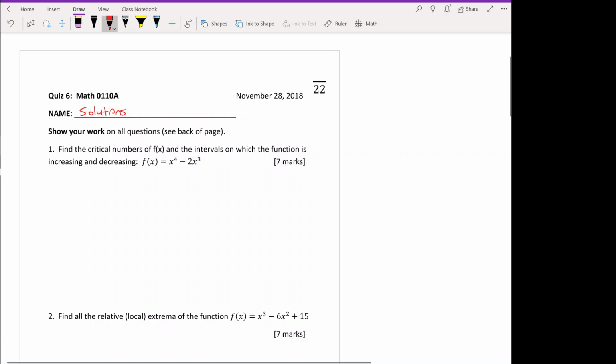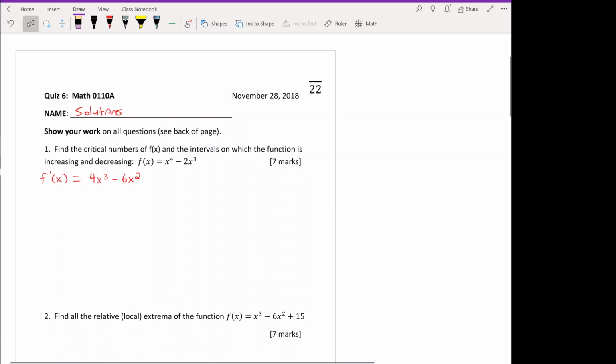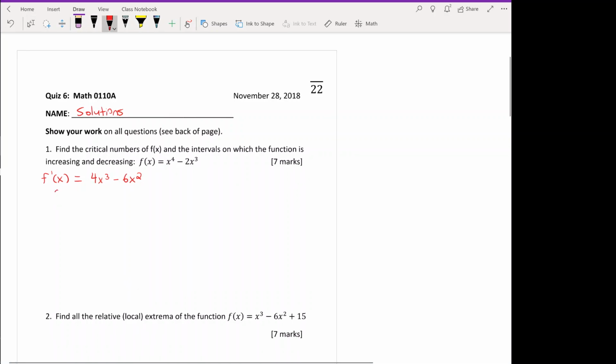and decreasing. So to find critical numbers, we take the derivative of the function, which is 4x to the 3 minus 6x squared, and we look for x values that cause the derivative to be 0 or the derivative to not exist. Now this is a continuous function. There's no problems with the derivative not existing, but we can find the x values that make the derivative 0.